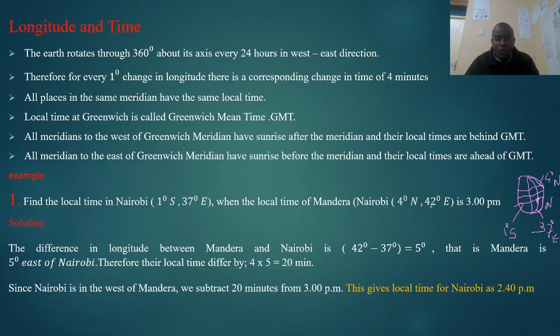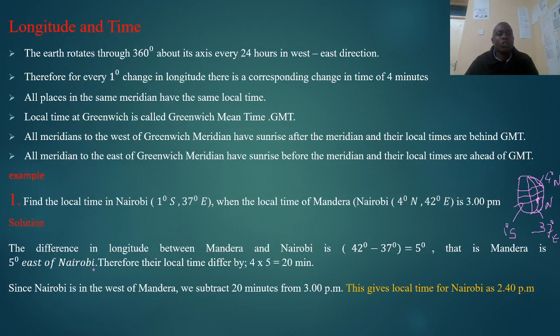So the longitude difference, remember this is east and east. So we subtract 42 minus 37 because it's east-east. If you subtract, you get 5 degrees. That is our longitude difference. And therefore, Mandera is 5 degrees east of Nairobi.